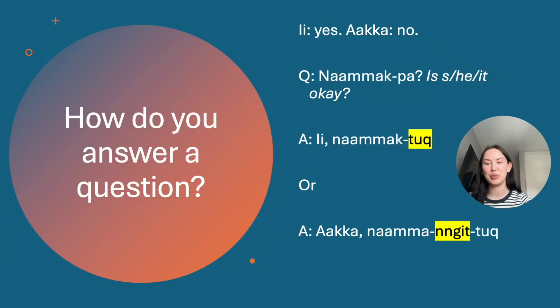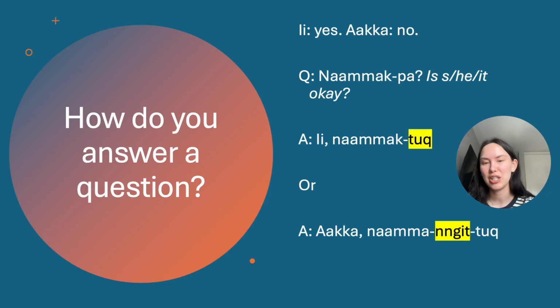So getting into answering questions. There's a pretty easy formula for answering questions. First, it's good to know how you say yes and no. So for yes, you just say I. So I, or maybe you just raise your eyebrows. Both mean yes. And for no, you could say akka. So akka. You could scrunch your nose. Or you could say nauk. It's really up to you.